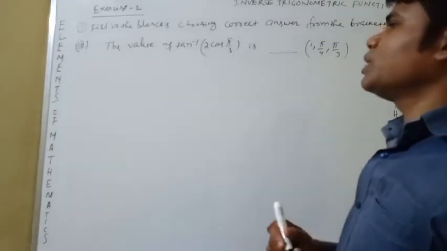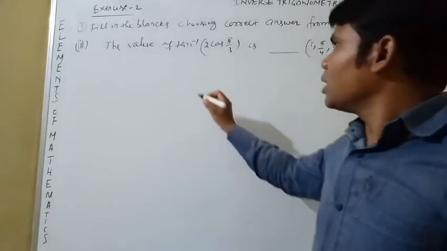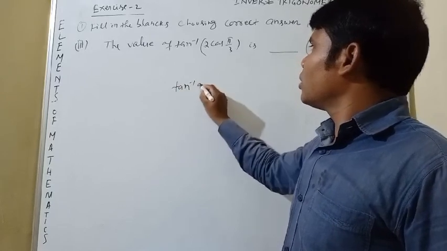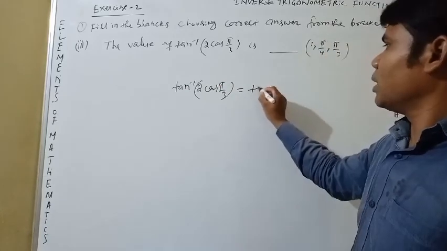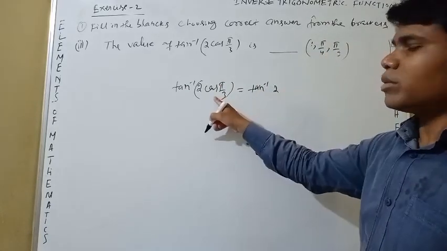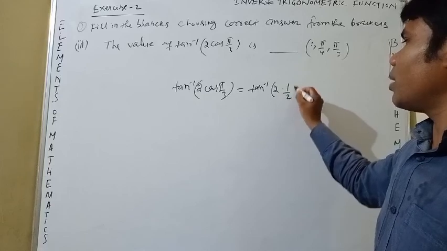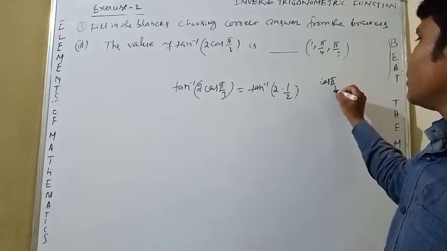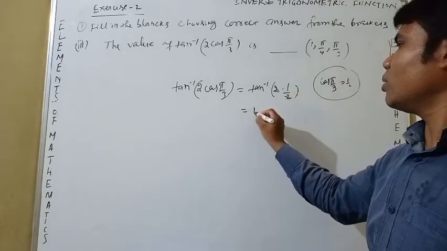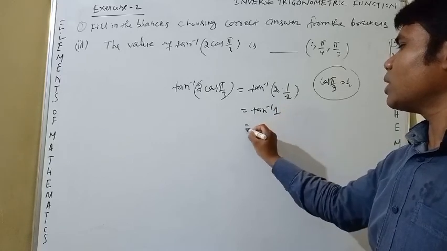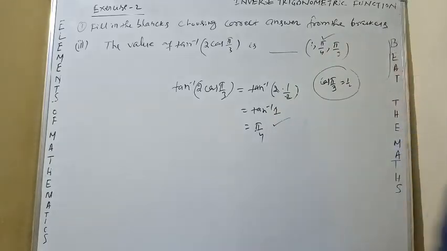You see, another question is given: the value of tan inverse 2 cos pi by 3 is dash. You know that pi by 3, that is 60 degrees, cos pi by 3 is equal to half. So the 2 will cancel out, and it is equal to tan inverse 1. Tan inverse 1 is equal to pi by 4. So this option is correct. Pause the video, note it down.